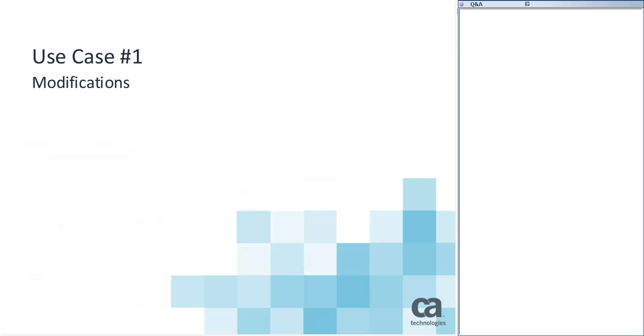Thanks, Alex. As Terry alluded to earlier, we've identified 3 common scenarios or use cases where we're going to demonstrate how advanced availability can be used in your environment to perform some regular routine maintenance within Service Desk. The first use case we're going to talk about is modifications to Service Desk. When we talk about modifications, we're specifically talking about schema changes and form changes as well.